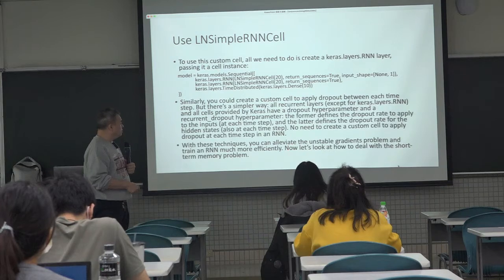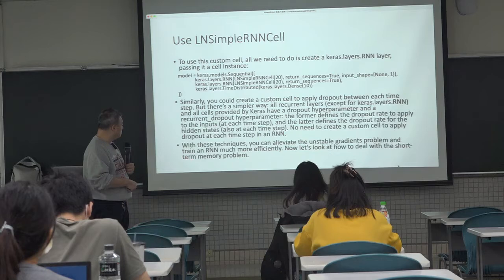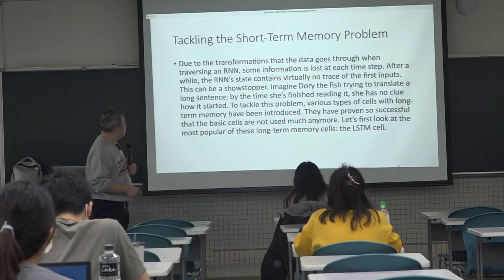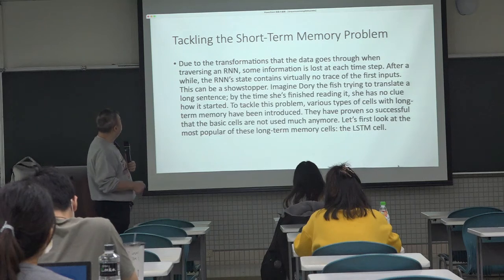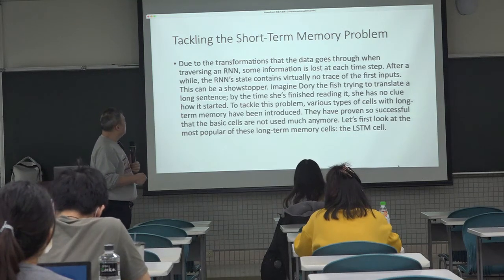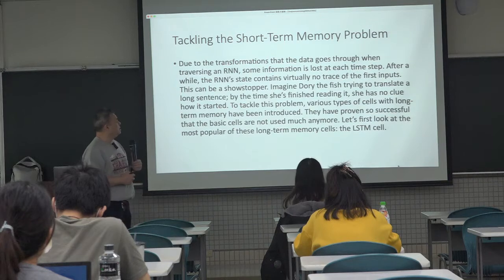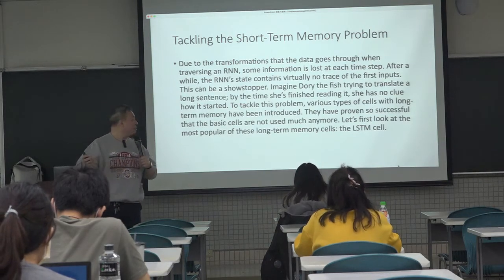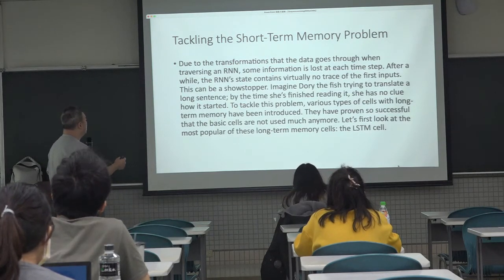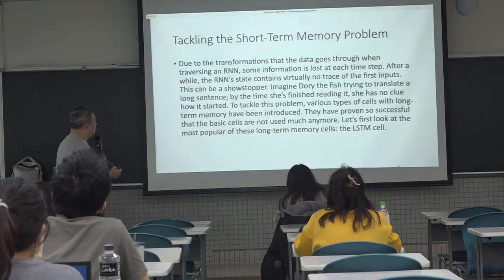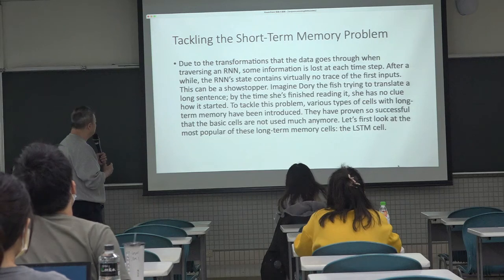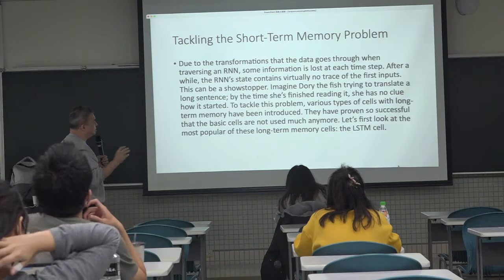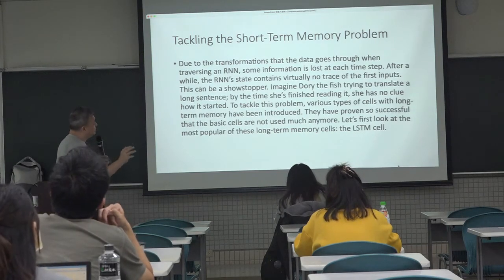So now we can focus on the second problem, which is the shorter memory problem. The shorter memory problem is when you use an RNN to train a long sequence, the information in the earlier sequence tends to fade away, gradually fade away.